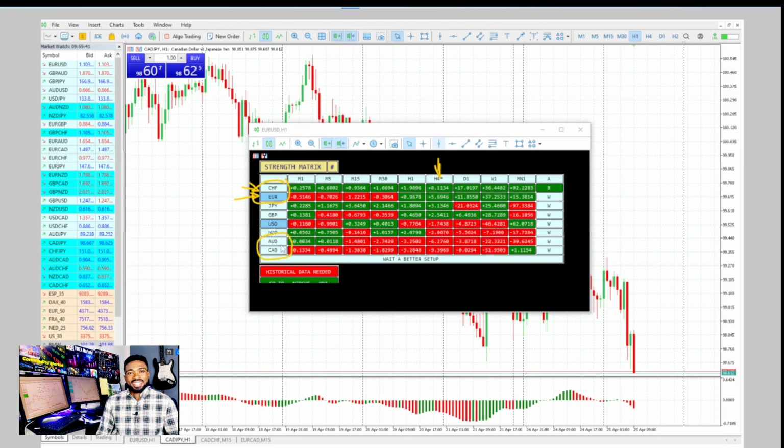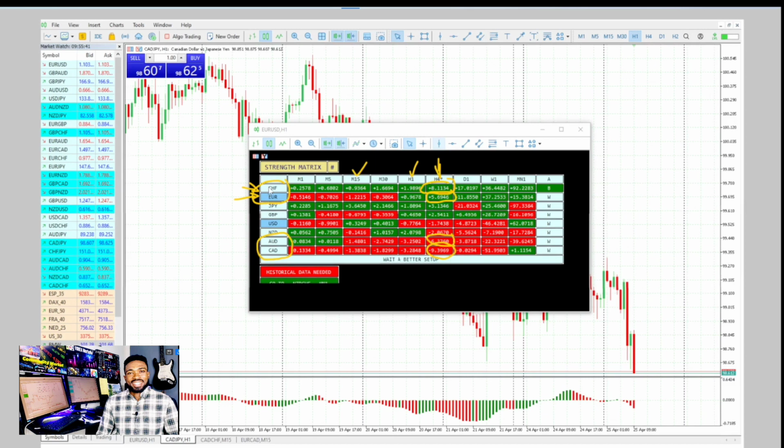You can also see that the AUD and the CAD are all weak. So you're going to find a way to pair the Swiss franc with any of these weaker ones, the same way the euro with any of these weaker ones. We are looking for our setups on the H1 and M15. So H4 is our parent time frame we are looking at. So anything stronger or weaker on H4 is what I'm actually looking at.